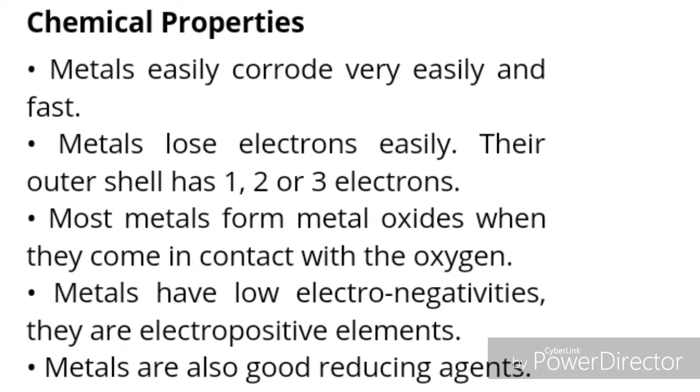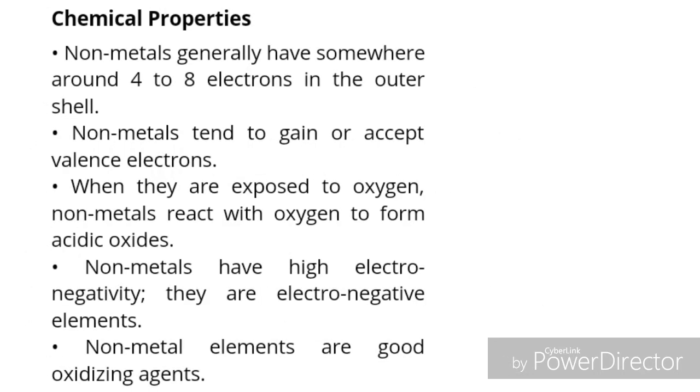Now let us see the chemical properties of non-metals. Non-metals generally have somewhere around 4 to 8 electrons in the outer shell. Non-metals tend to gain or accept valence electrons. When they are exposed to oxygen, non-metals react with oxygen to form acidic oxides. Non-metals have high electronegativity. They are electronegative elements. Non-metal elements are good oxidizing agents.